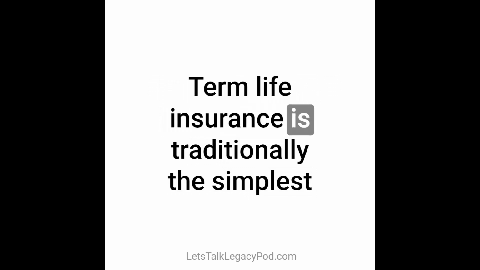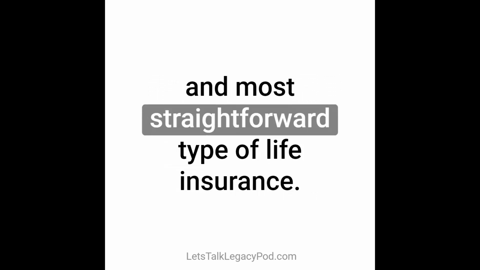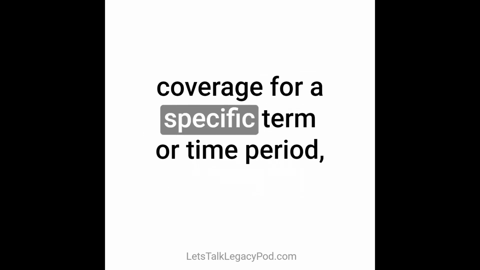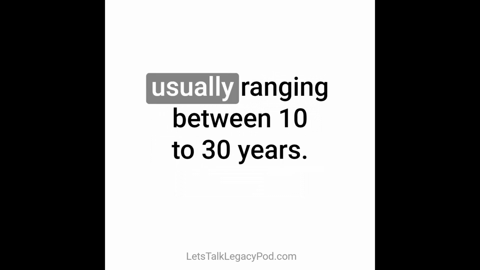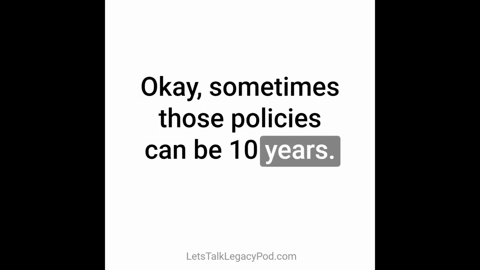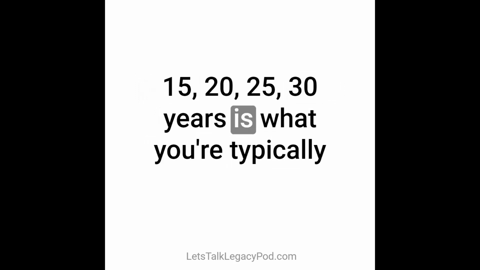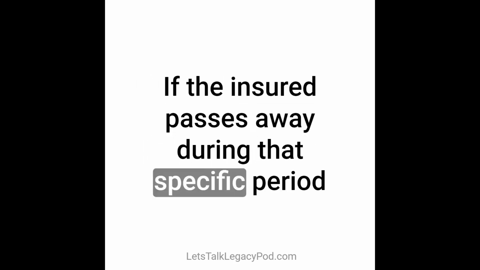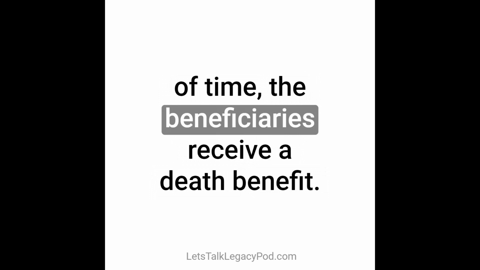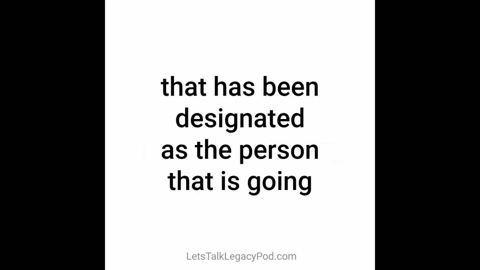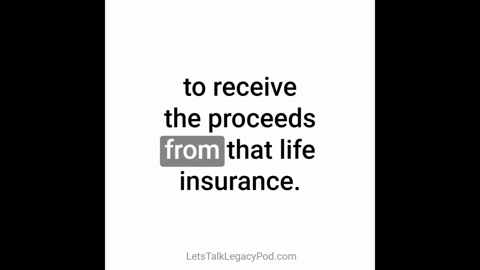Term life insurance is traditionally the simplest and most straightforward type of life insurance. As the name suggests, it provides coverage for a specific term or time period, usually ranging between 10 to 30 years. Sometimes those policies can be 10 years, 15, 20, 25, 30 years is what you're typically seeing on the market these days. If the insured passes away during that specific period of time, the beneficiaries receive a death benefit. The beneficiary on a life insurance policy is somebody that has been designated as the person that is going to receive the proceeds from that life insurance.